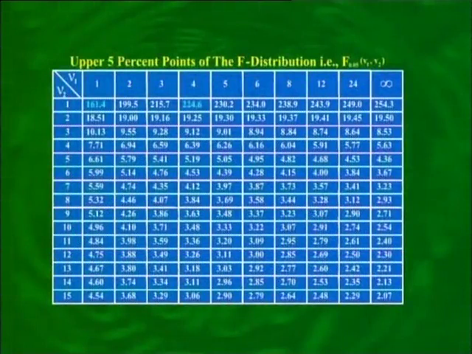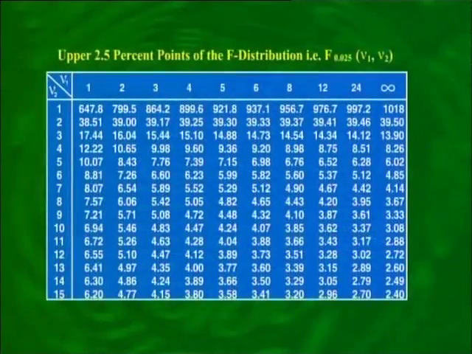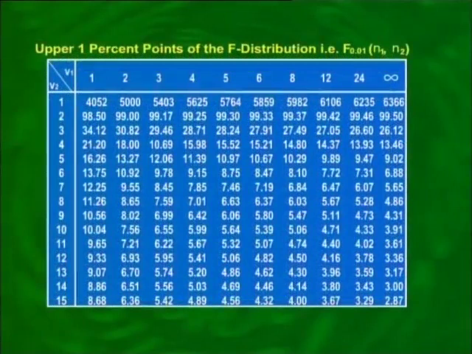Similarly, if you look at the fourth entry in the row corresponding to nu 2 equal to 1, you find that the number is 224.6, and this is that value of x under the F distribution having 4,1 degrees of freedom, to the right of which the area under the F curve is 5%. In a very similar way, we have the table for 2.5% area on the right tail, and also a table with 1% area on the right tail.